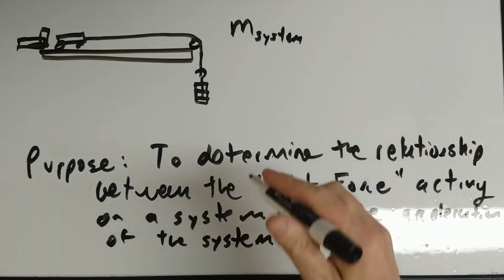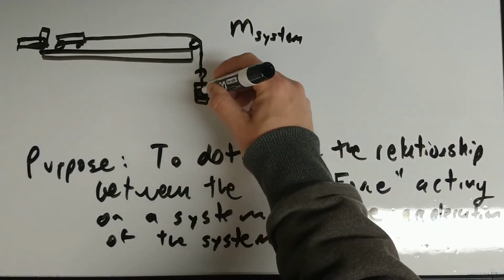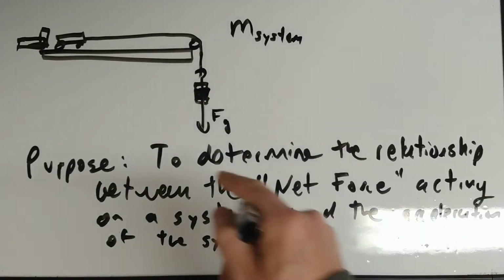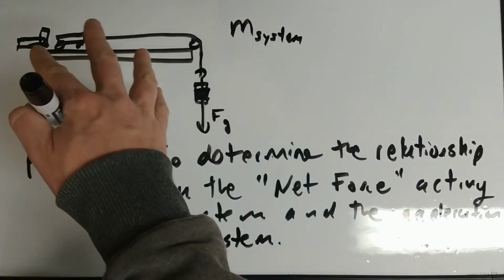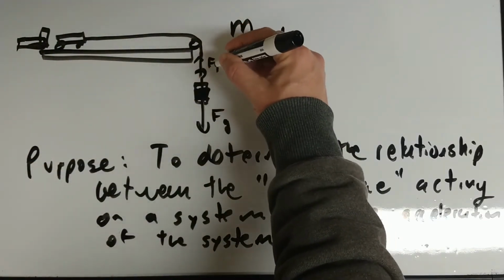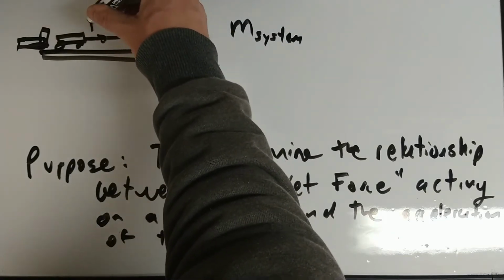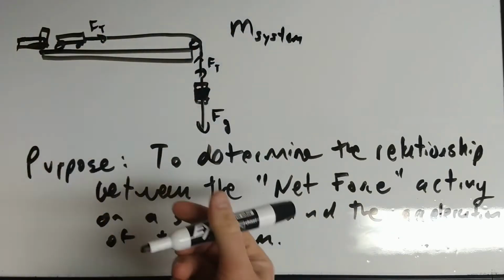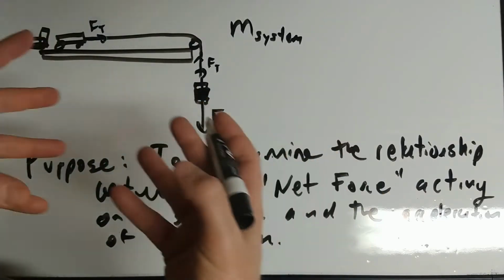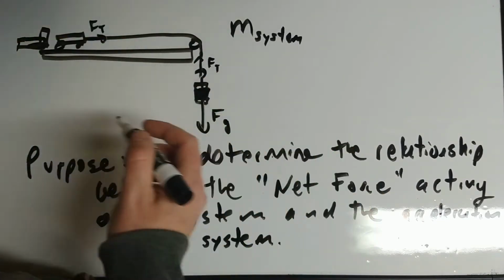And we achieve that by changing the amount of force pulling down here. The weight of the hanging mass is what accelerates all of this mass. There are other forces here. There's a force of tension acting here, and a force of tension acting here. Those are the same force of tension. They're internal to the system, so they don't count as an external accelerating force.